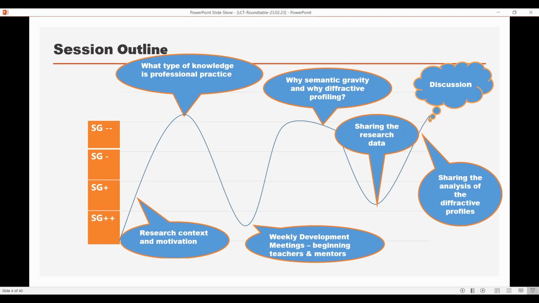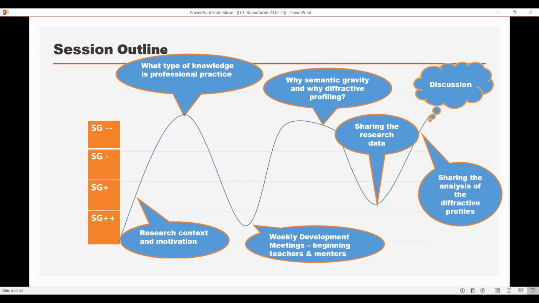Then going back up to perhaps exploring semantic gravity in a way that can transfer across different contexts, this notion of diffractive profiling. Is it helpful for you in your context? Is this something that's got legs? Perhaps we can have debate and discussion about that, and that debate and discussion will be informed by the data and the analysis.